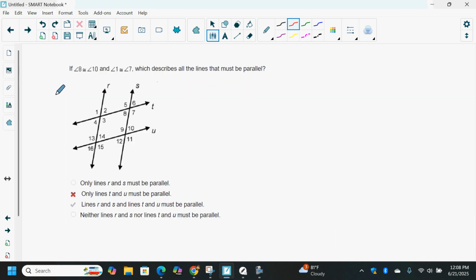Okay. If angle 8 and angle 10 are congruent, which are alternate interior angles, and it tells me that angle 1 and angle 7 are also congruent, which are alternate exterior angles, that means that R and S are parallel, and so are T and U. So this was actually the correct answer.